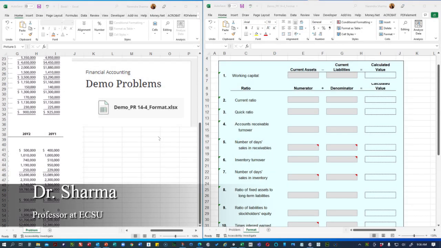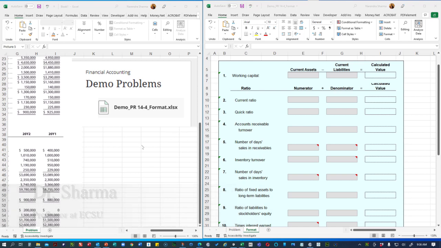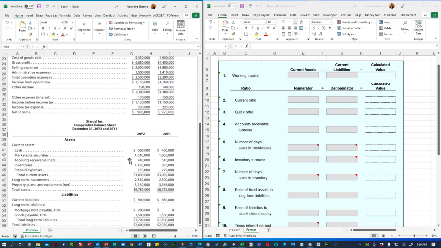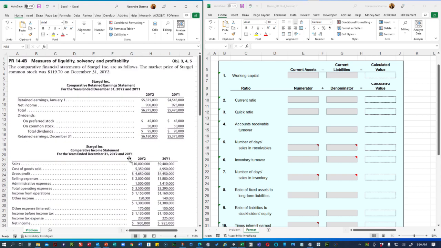I'm going over a demonstration problem. So the first thing I want you to do is go to Blackboard and scroll down to the demo problems, and then there is a demo PR14-4 format Excel file. Download that file which contains both the problem and the format. So that's the first thing that you're going to do, download that problem and then go over the problem with me so that you understand how to complete your homework.